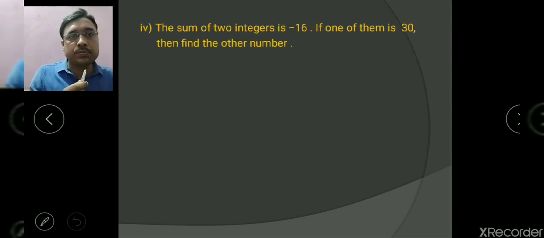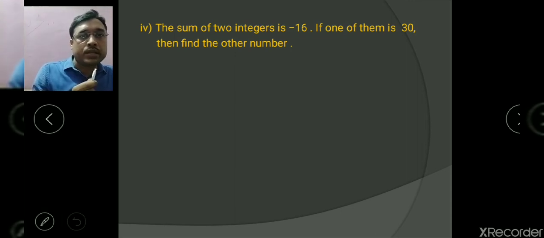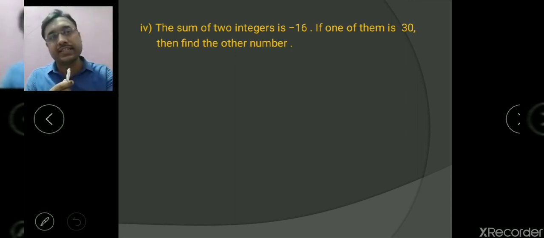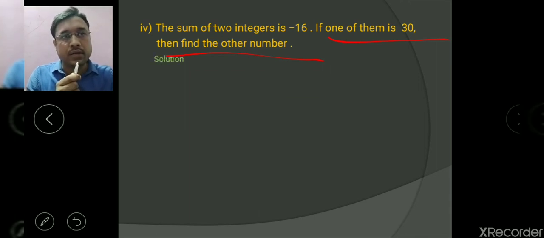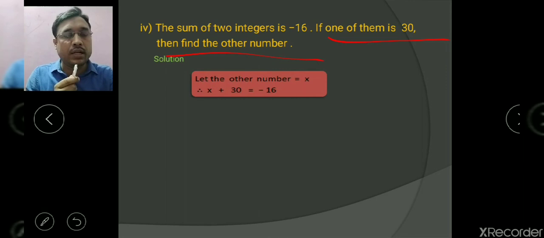Now I want to explain this question based on the subtraction only. The sum of two integers is minus 16. If one of them is 30, then find the other. So according to the question, let the other number be x.